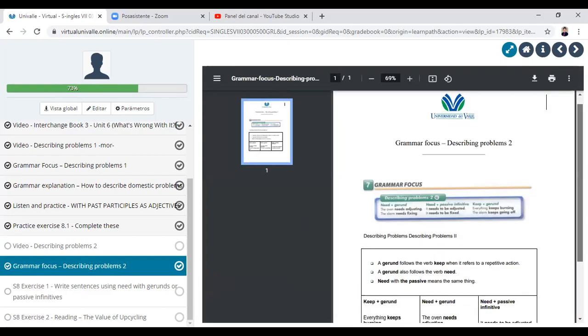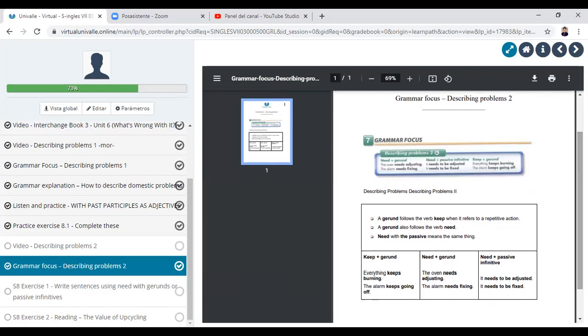For describing problems number 2, we have using need plus the gerund, need plus passive infinitive, keep plus gerund. A gerund follows the verb keep when it refers to a repetitive action. A gerund also follows the verb need. Need with the passive means the same thing. Examples, keep plus gerund: Everything keeps burning. The alarm keeps going off.